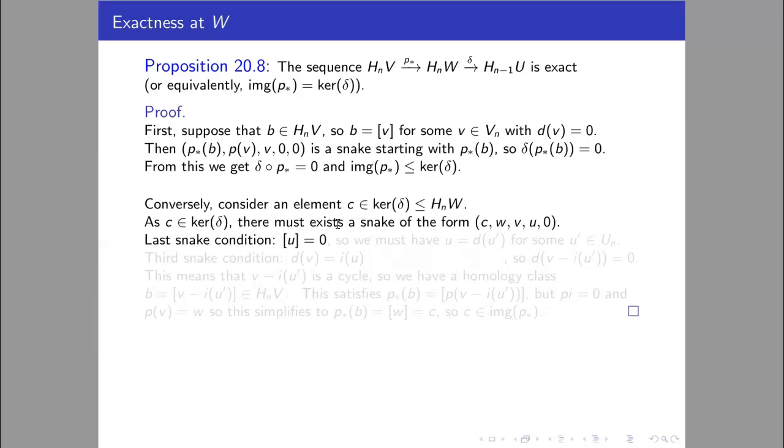Okay, so let's unravel what it means for this to be a snake. The last snake condition says that the homology class 0 is equal to square bracket u. Square bracket u is 0. But remember, square bracket u is just the coset with respect to the group of boundaries, with respect to the image of d. So if square bracket u is 0, then u must be a boundary. It must have the form du' for some u' in U_n.